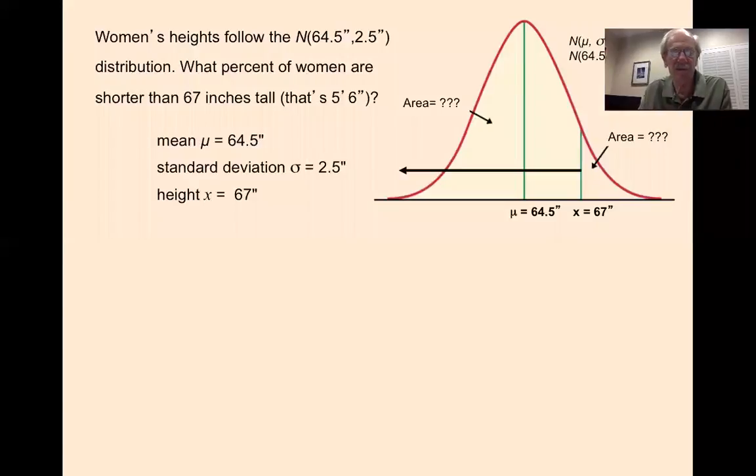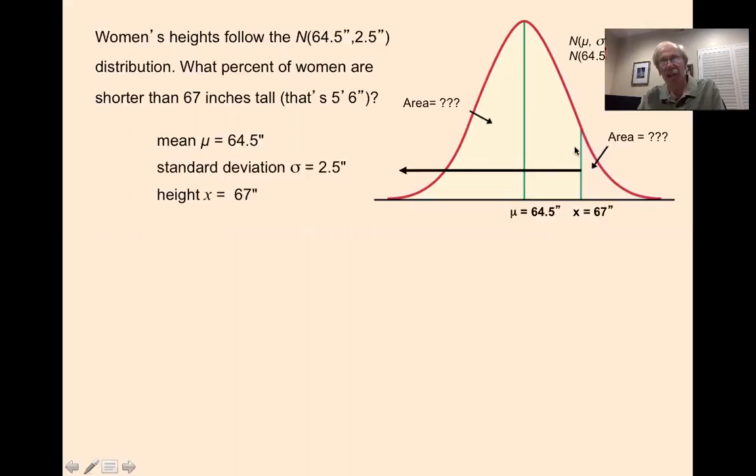Okay. And now here's just another example. Women's heights follow the N(64.5, 2.5) normal distribution. And they asked the question, what percent of women are shorter than 67 inches, which is 5'6"? Well, I draw a curve with a mean of 64.5 and standard deviation 2.5. It's impossible to draw what the standard deviation looks like, so you just draw a curve and remember that it's 2.5 inches.